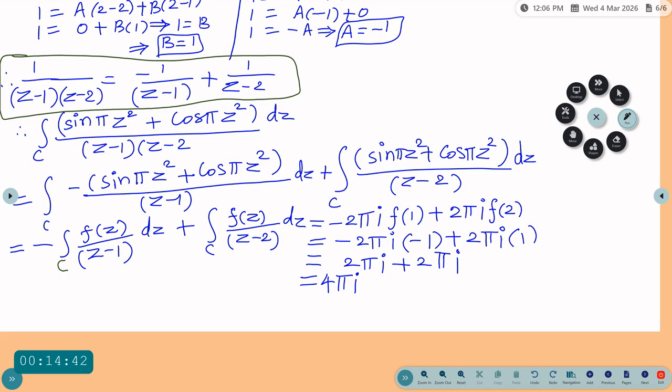Already we know that f of 1 is minus 1 and f of 2 is plus 1. Substitute in this place, we get minus 2 pi i into minus 1 plus 2 pi i into 1. We get 2 pi i plus 2 pi i equal to 4 pi i. So the integration over c sin pi z square plus cos pi z square divided by z minus 1 into z minus 2 dz equal to 4 pi i.